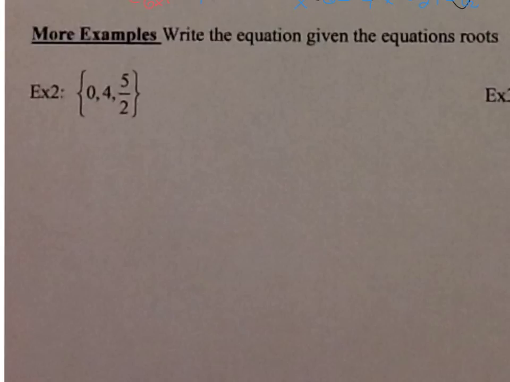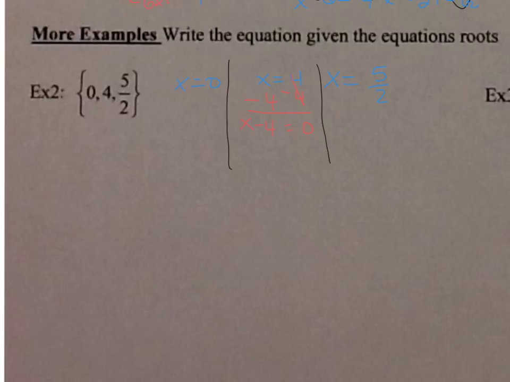Okay, so now let's take a look at example number 2. I have 3 roots, 0, 4, and 5 halves. So the same thing as before, I'm going to take each one of those roots and set it equal to x. So x equals 0, x equals 4, and x is equal to 5 halves. So now I'm going to set these all equal to 0. So if you take a look at the first one, that's already set equal to 0, so I don't need to do anything with that.